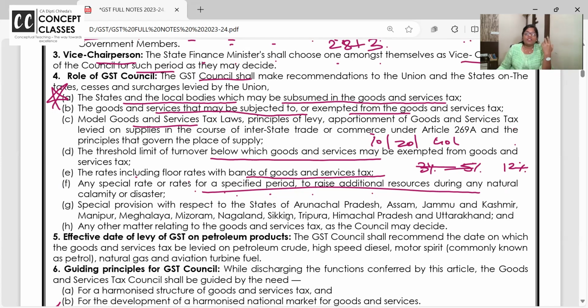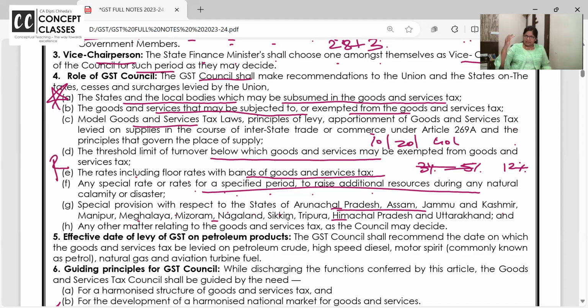Is it understood? So like this also, if they wish, the Council can do it for some states. Special provision with respect to smaller states: Arunachal Pradesh, Assam, Jammu and Kashmir, Manipur, Meghalaya, Mizoram and all. Any other matter. So these are just functions. I feel just know them.